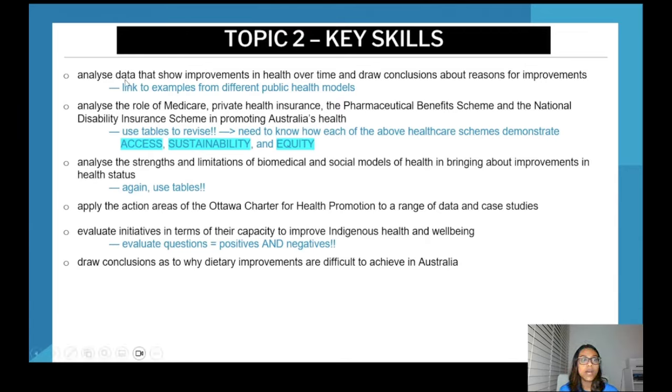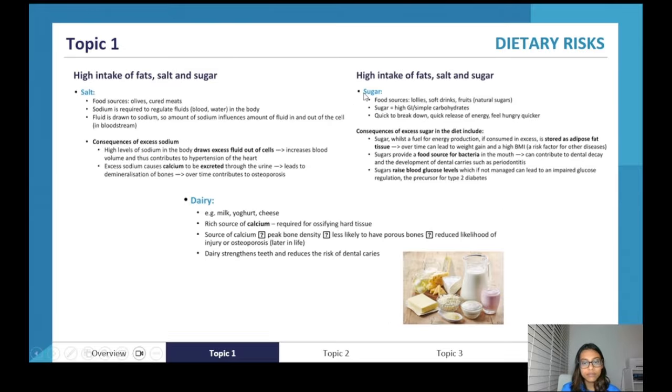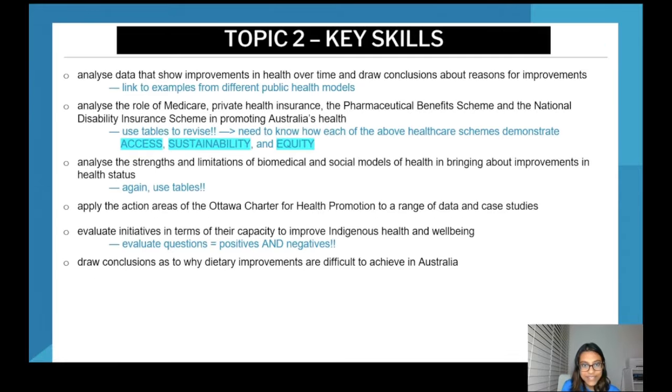And then we need to analyze data. We always need to analyze data. There's always so many graphs. You turn the page, you see the graph, and you cry. We've got linking to examples from different public health models to draw conclusions about reasons for improvements. So you need to know how each of the public health models have improved health status and burden of disease in Australia over time.